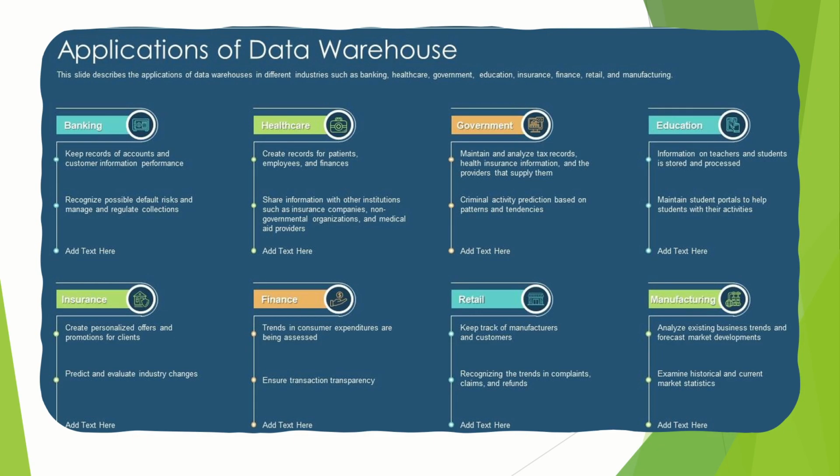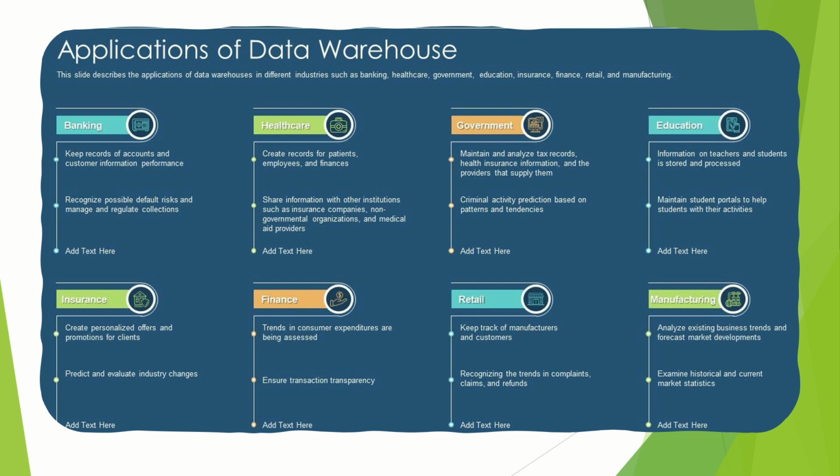Applications of data warehouse. These are a few applications of data warehouse like banking, healthcare, government, education, insurance, finance, retail and manufacturing. There are many other applications, but now let us go through only a few. Banking keeps records of accounts and customer information performance. Healthcare creates records for patients, employees and finances. Government maintains and analyzes tax records, health insurance information and the providers that supply them.